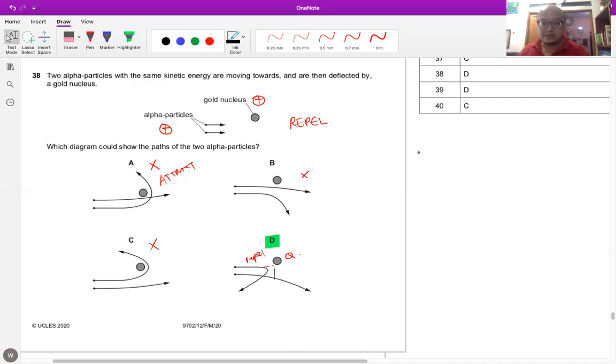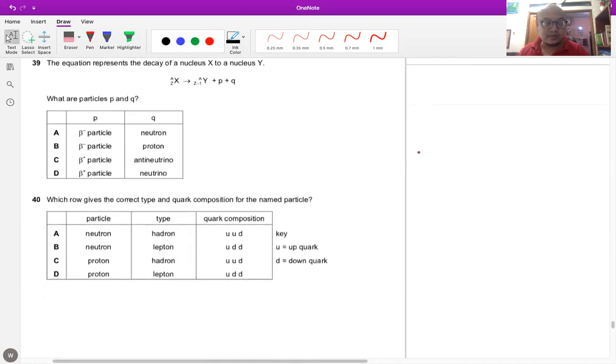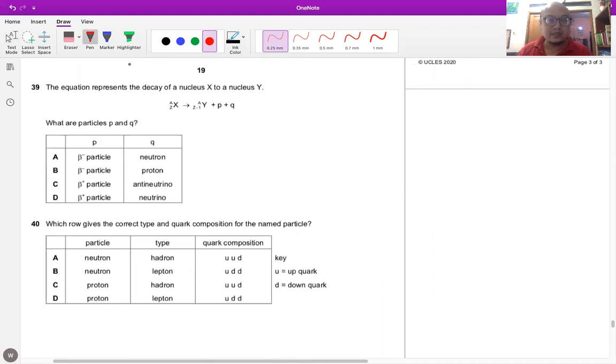We check together. Go to 39 and 40. The answer is D and C. D for 39 and C for 40. Okay, now 39. The equation represents the decay of nucleus X to nucleus Y. What are particles P and Q?